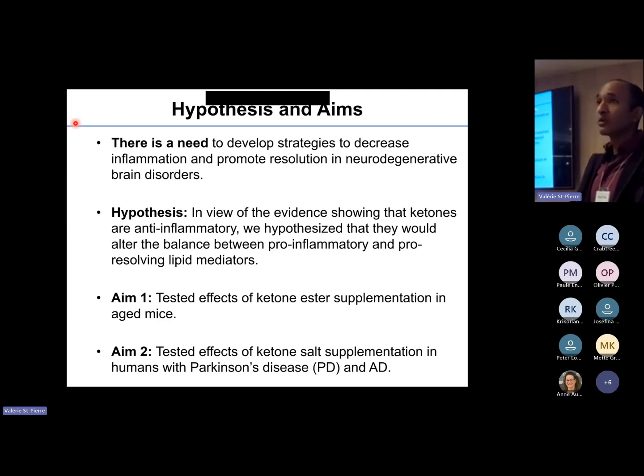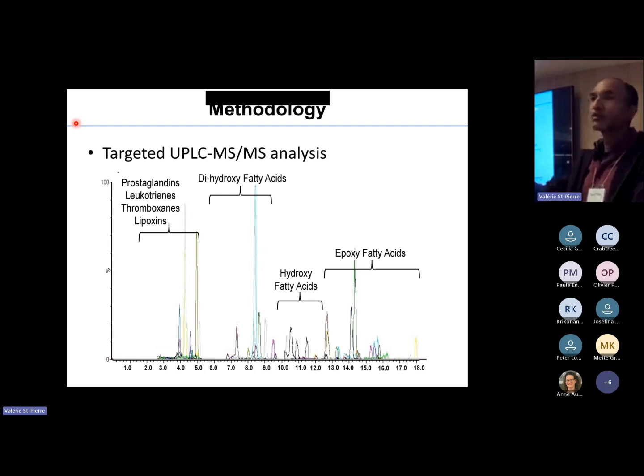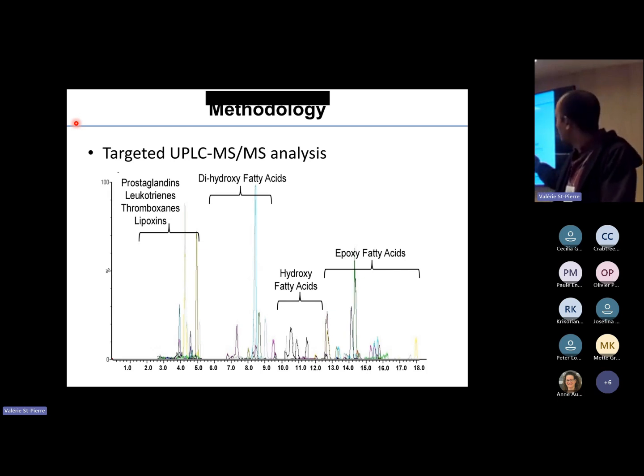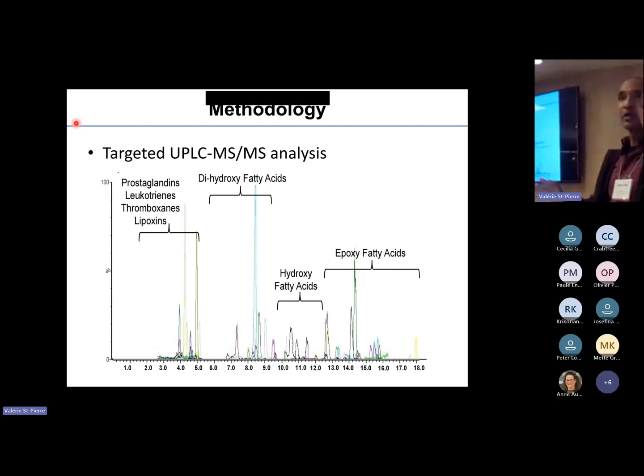And then in Aim 2, we worked with Stephen. This is data that just came out 4 days ago, literally, from the mass spec. We looked at the effects of ketone salt supplementation in humans with Parkinson's disease and Alzheimer's disease. The methodology we used is called targeted ultra-high pressure liquid chromatography and mass spectrometry. Basically, it's targeted, meaning we know what we're looking for. If we don't know what we're looking for, we're out of luck. We're not going to find it. We just focus on some 80 compounds that we've created to capture a lot of these inflammatory and pro-resolving oxylipins or lipid mediators.